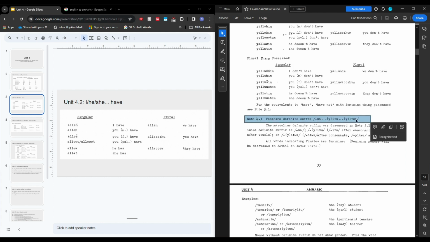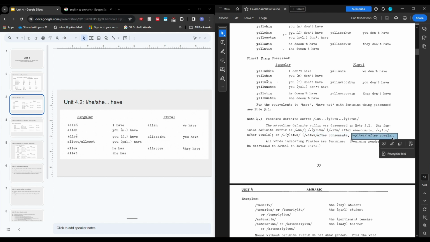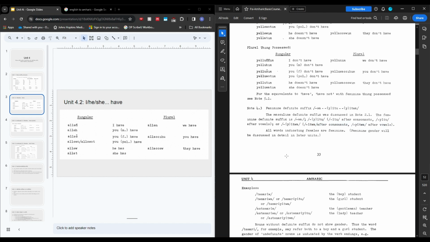Feminine definite suffixes. So definite suffix is just a fancy way of saying the something. We learned about how to do it in a masculine sense last time, which is the normal way. And then there are 3 ways to make nouns into feminine definite suffixes, which is by adding this wa suffix, yit-tu, or it's it-tu after consonants and yit-tu after vowels, or yitwa, which is itwa after consonants and yitwa after vowels. This will make the noun into a feminine definite suffix.